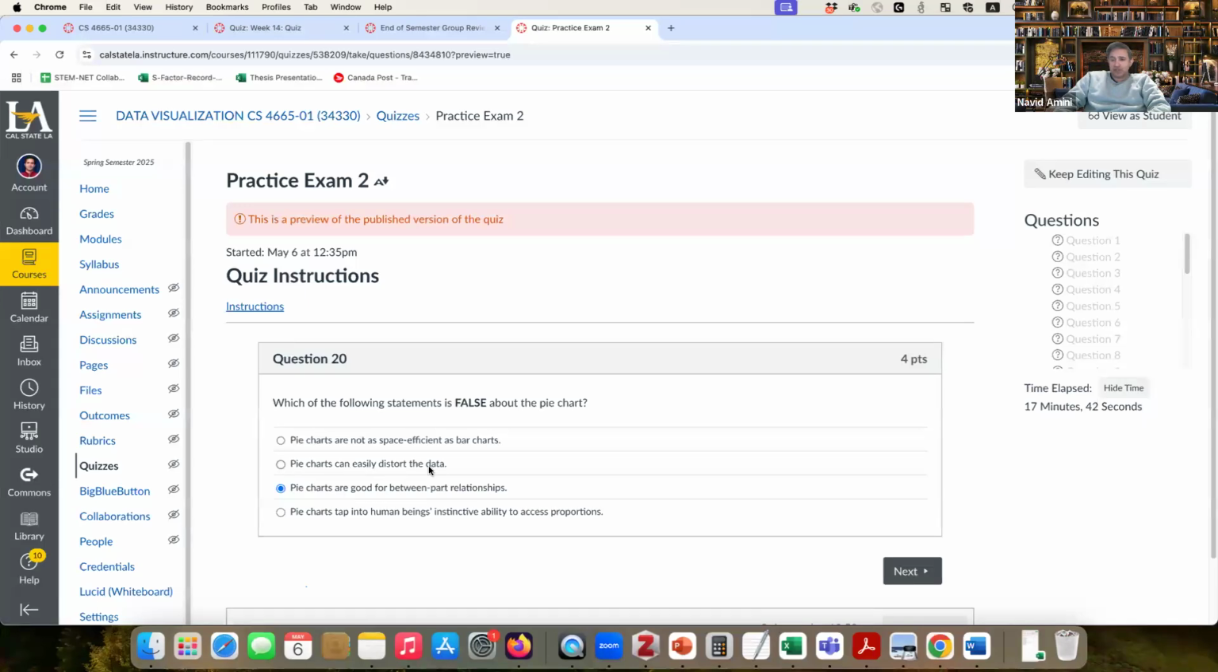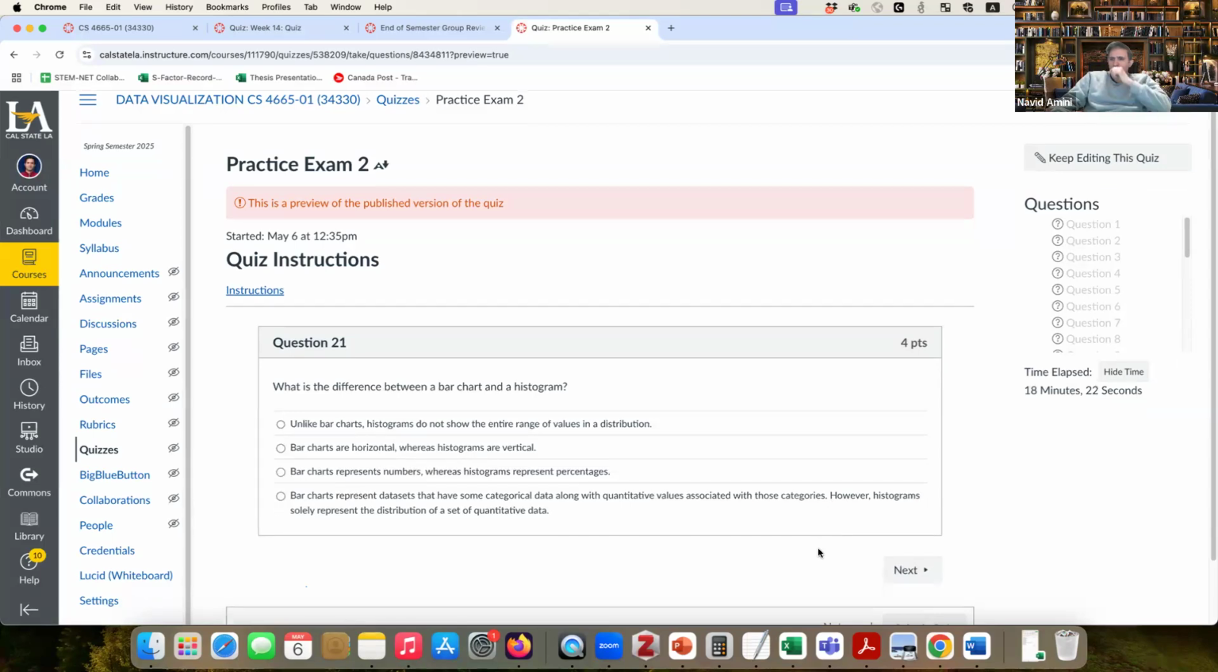Pie charts can easily distort the data. Yes, we saw an example of it in the class, right? That was the Apple event in which they showcased iPhone. Pie charts are not as space efficient as bar charts, right? Because they are circular, so the area around the circle gets wasted. Pie charts tap into human beings' instinctive ability to assess proportions. Yes, especially if it's, let's say, 25%. Our visual system is very good with detecting that.